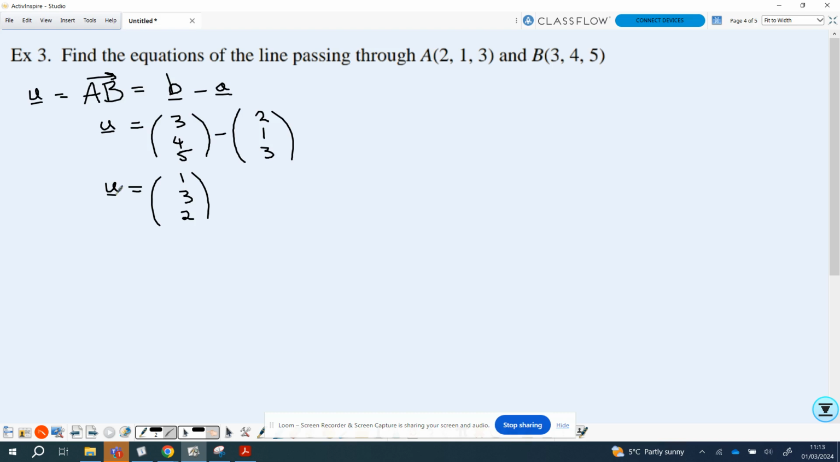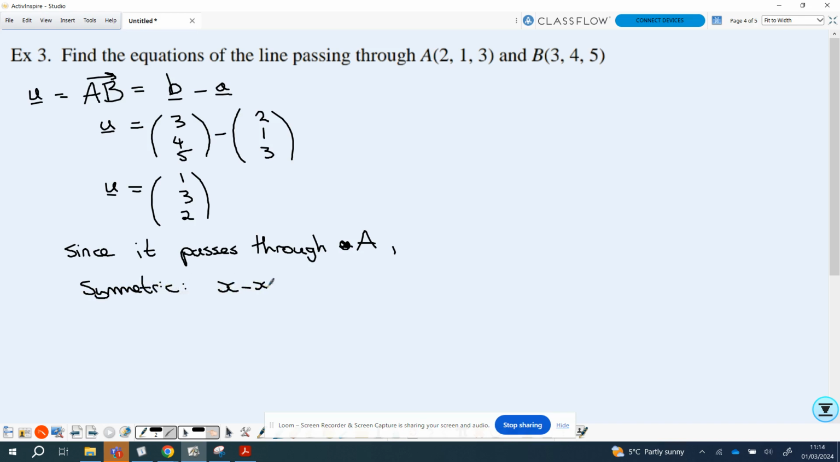So, since it passes through A, reading the question again, then again you could have chosen B. So if I start off with the symmetric form, okay, so symmetric form, so again, what did that look like?